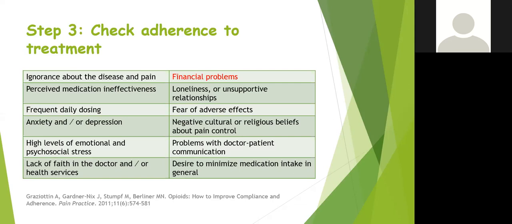Sometimes they think that the medication is not effective. Suppose we're giving them a low dose of morphine and we're not titrating it up, it doesn't take the pain away completely. Then they might think actually the morphine is not working. So it's not the right dose, and they might believe that the medication is not effective. The frequency of daily dosing, taking the medications every 4 hours, might be too cumbersome for the patients. That might be one of the reasons.